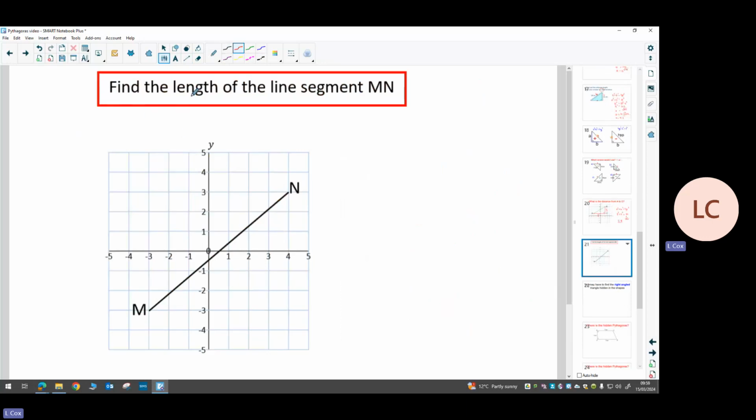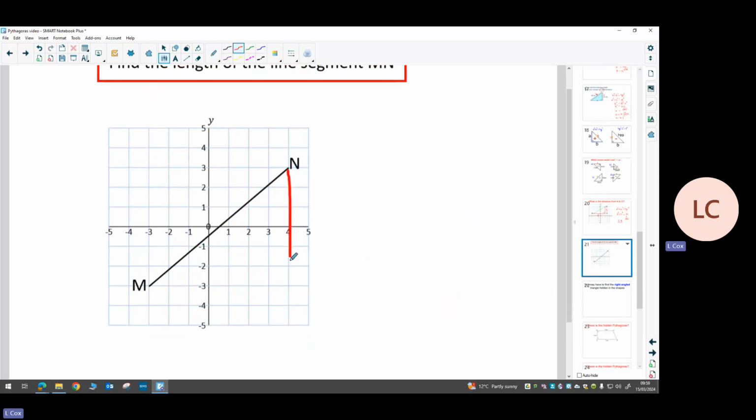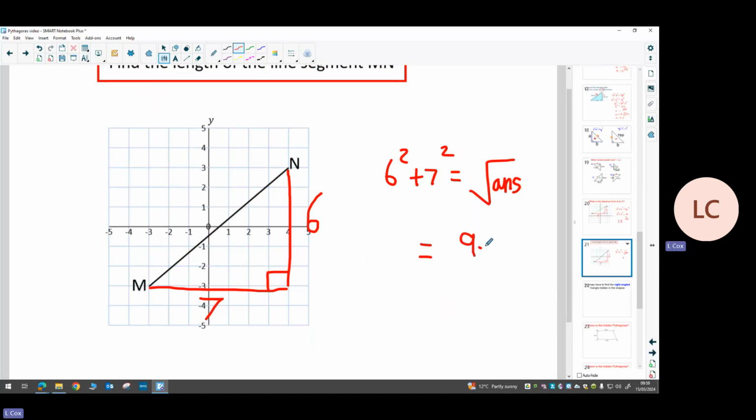Let's do one more. So find the length from M to N. You have to know to make it into a right-angled triangle. That's the only way we're going to be able to do this. Count these, it's 6. Count along here, it's 7. So we must do 6 squared, add 7 squared equals, then square root whatever that answer is. So I'm just going to type it in again. 6 squared, add 7 squared equals 85. Square root of 85 is 9.21. So 9.2 to 1 decimal place.